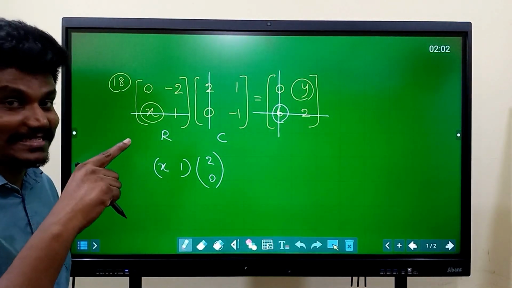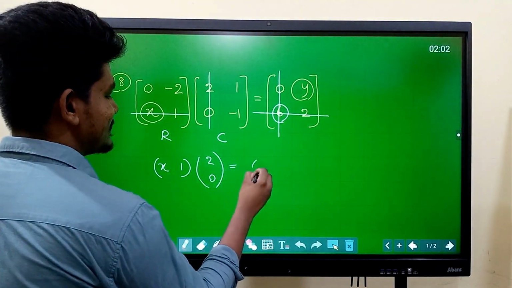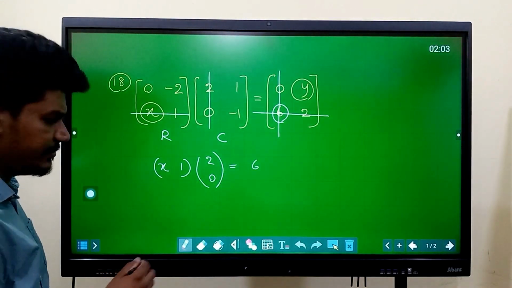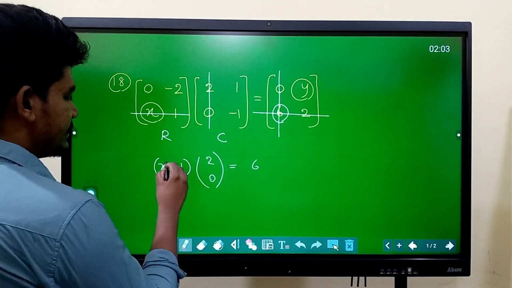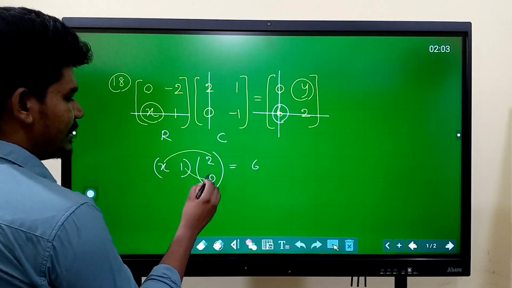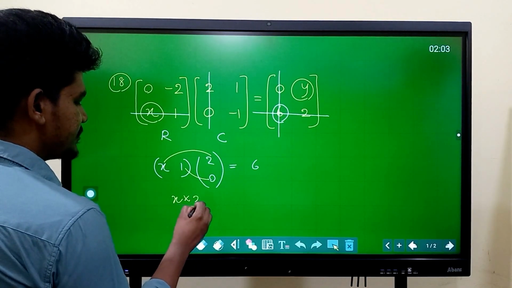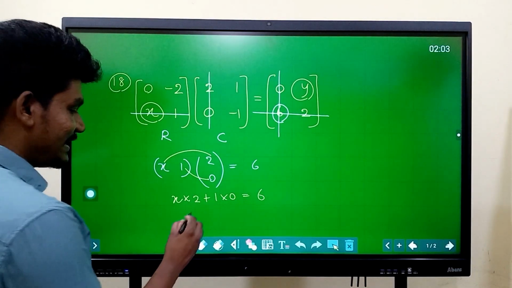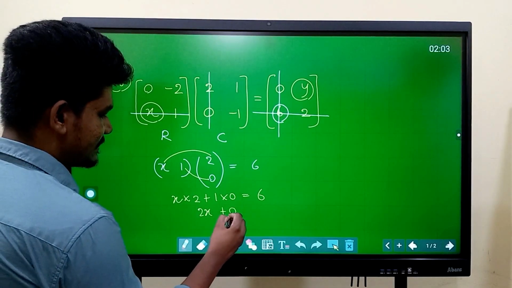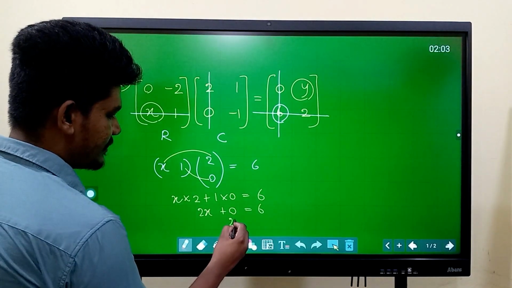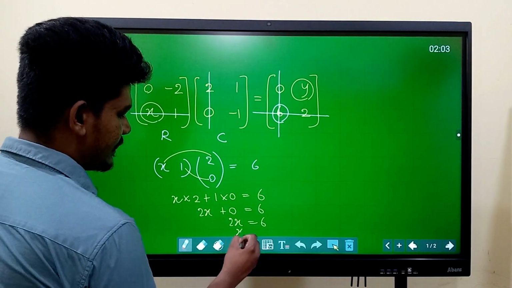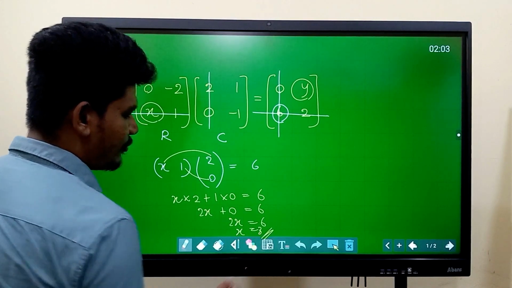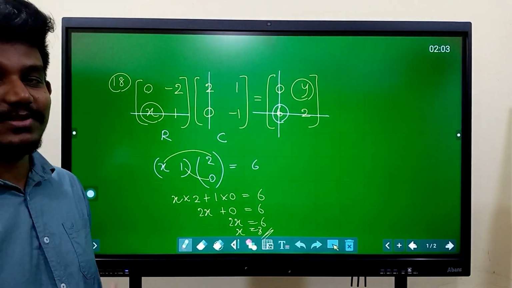The second row, first column is 6. Then it equals 6. Then how are you going to multiply them? This is very important. Look at this. x multiplied by 2, 1 multiplied by 0. x times 2 plus 1 times 0 equals 6. Then x times 2 is 2x, plus 0, will be 6. If 2x equals 6, x becomes 3. After dividing both sides by 2, x equals 3.